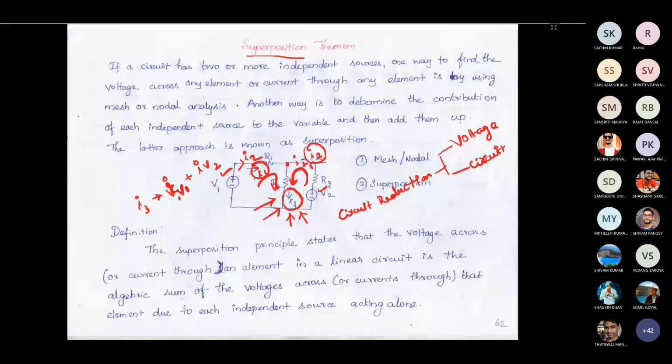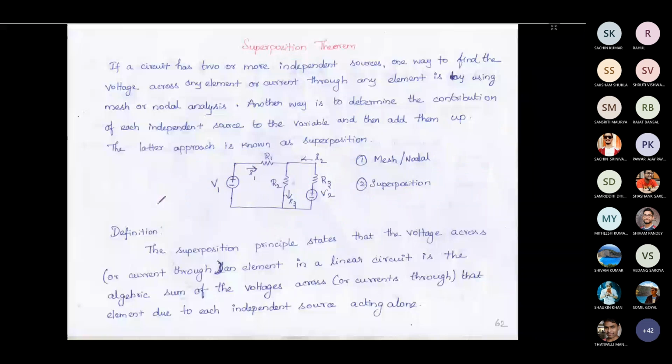As per this definition, if a circuit has two or more independent sources, so here this is one independent source and here the second independent source. One way to find the voltage across any element or current through any element is by using mesh or nodal analysis that we have already seen. Another way is to determine the contribution of each independent source to the variable and then add them up. The latter approach is known as superposition, that is, the superposition theorem.